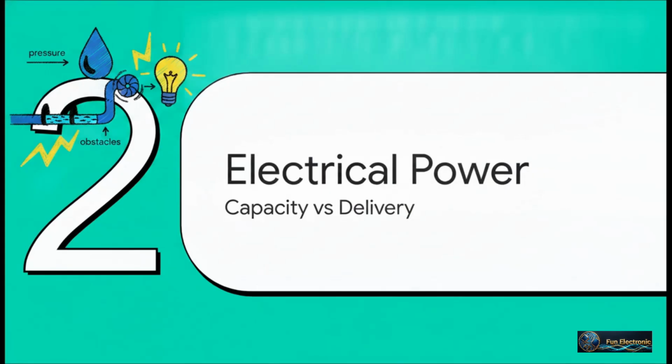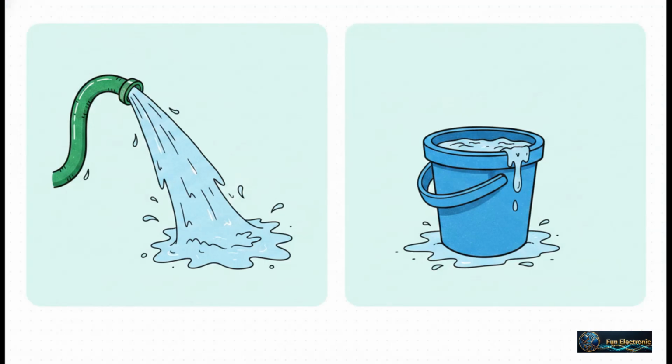Moving right along to Section 2, defining electrical power. Now that we understand the pressure, the flow, and the obstacles in our hose, we have to ask, what can this flowing water actually accomplish? This brings us to a really crucial point, understanding the fundamental difference between power and energy, because people mix these two up all the time.